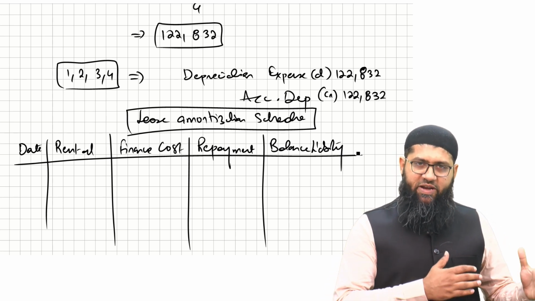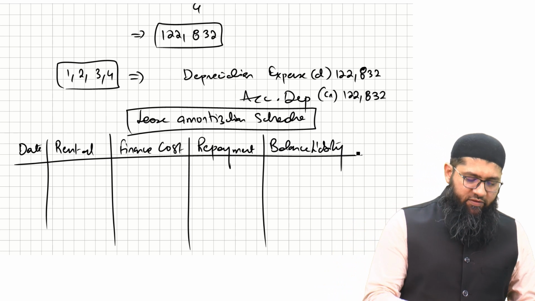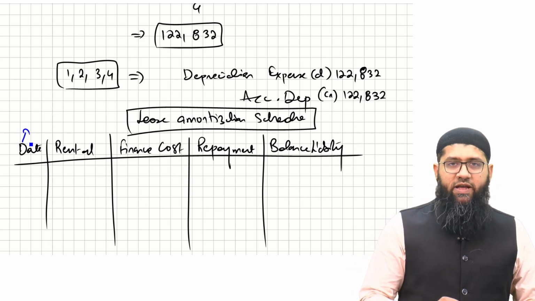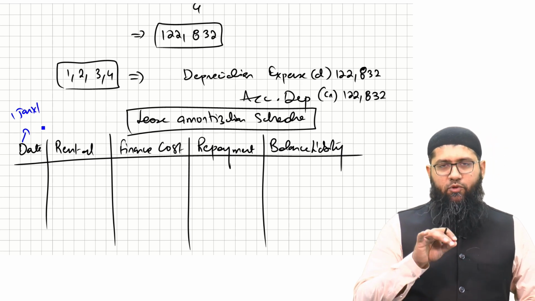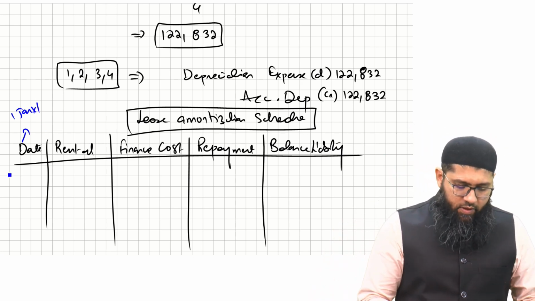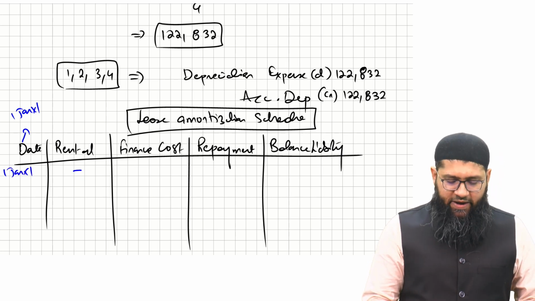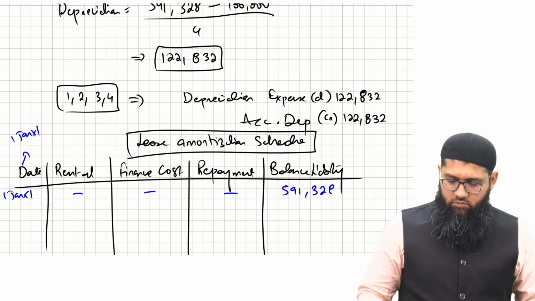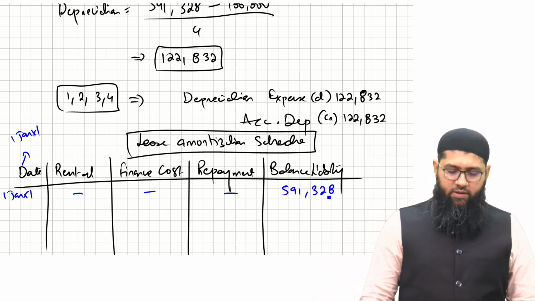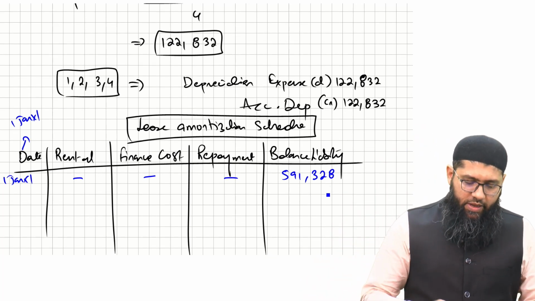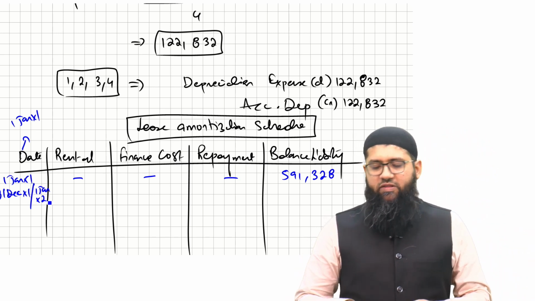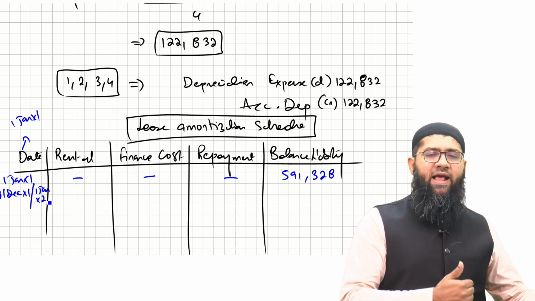I'm just going to do the financial statement extracts together, but I just want to tell you how things are going to be. Just for the sake of explaining, I'm using a date of 1st January X1, the starting date when we entered into the lease agreement, and it was $591,328. If I move a bit forward, 31st December X1 and 1st January X2 are going to be the same dates.